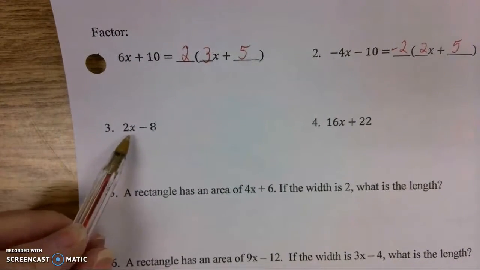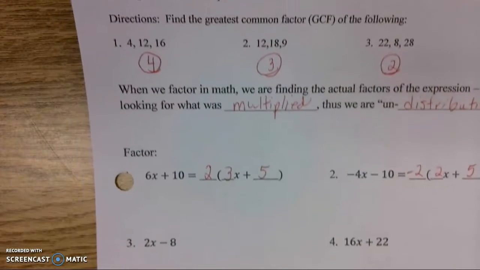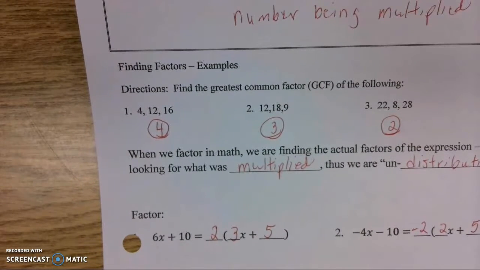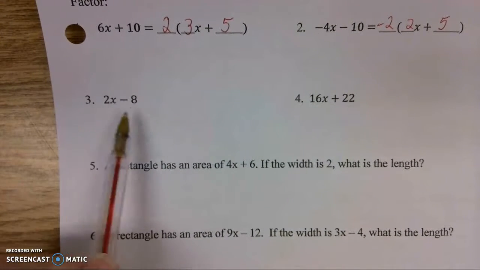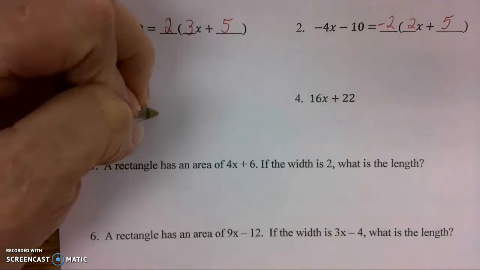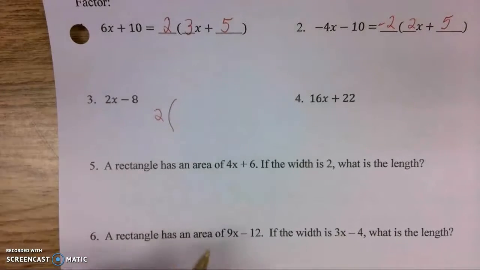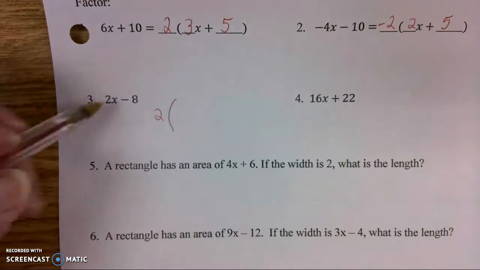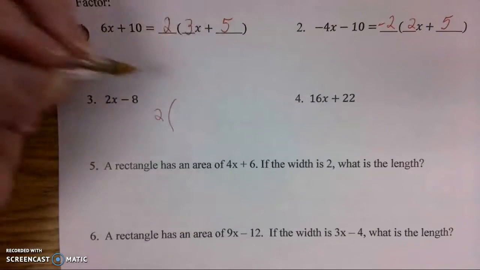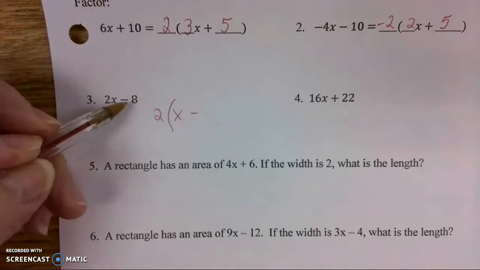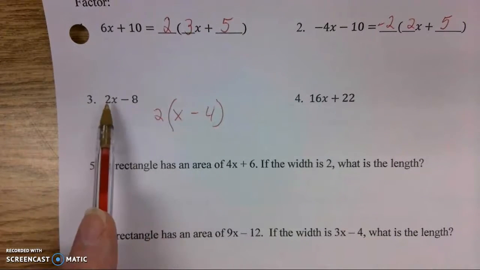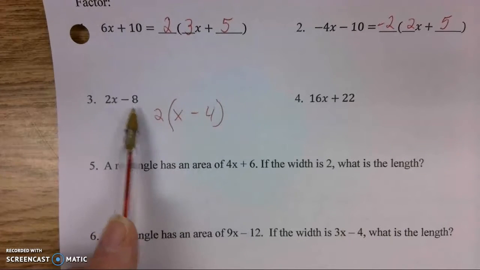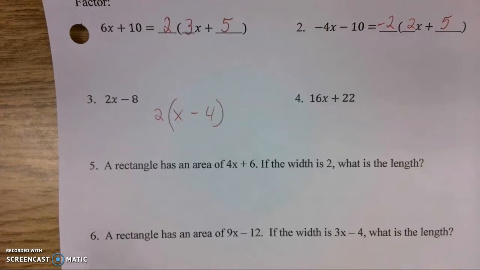So then on number 3, I need to find a factor of 2 and 8. Well, that's going to be 2. So what I'm going to do is I need parentheses. So I'm going to factor out the 2. 2 divided by 2 is 1, so this will be x. And then 8 divided by 2 is 4. So I am undoing, I'm undistributing. 2 times x is 2x. 2 times 4 is 8. And that gives me 2x minus 8.